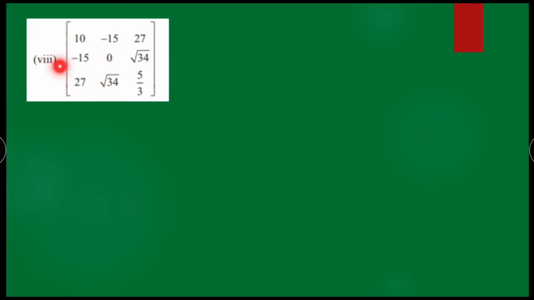Then in this matrix, if we observe the elements minus 15, minus 15, 27, 27, root 34, root 34, which are at position aij, here we get aij equals to aji. So this is symmetric matrix.